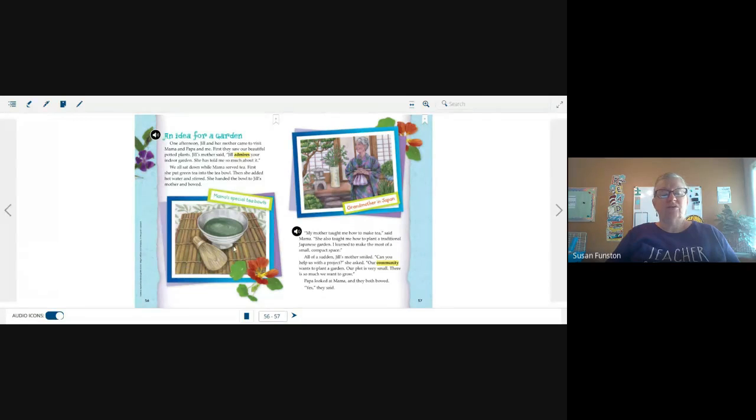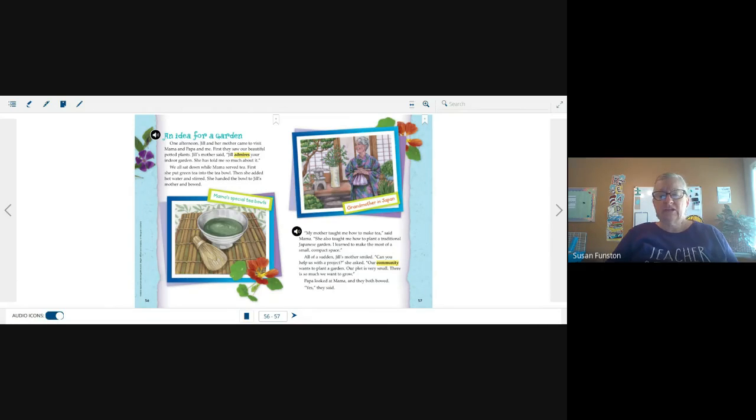Okay, so here is a picture to help us understand what the tea bowl is and what it looks like. Let's keep going. "My mother taught me how to make tea," said Mama. "She also taught me how to plant a traditional Japanese garden. I learned to make the most of a small, compact space." All of a sudden, Jill's mother smiled. "Can you help us with a project?" she asked. "Our community wants to plant a garden. Our plot is very small. There is so much we want to grow." Papa looked at Mama, and they both bowed. "Yes," they said. "Grandmother in Japan."